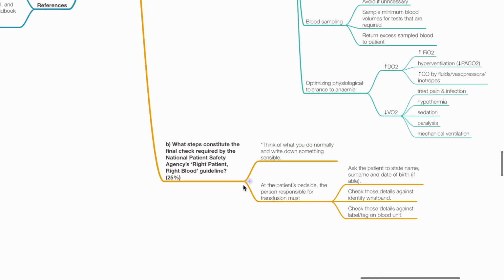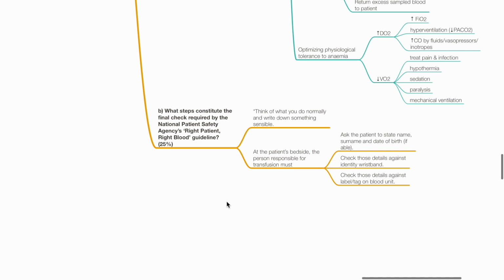B. What steps constitute the final check required by the National Patient Safety Agency's Right Patient, Right Blood guideline? At the patient's bedside, the person responsible for transfusion must ask the patient to state name, surname, and date of birth, if able. Check those details against identity wristband. Check those details against the label or tag on the blood unit.